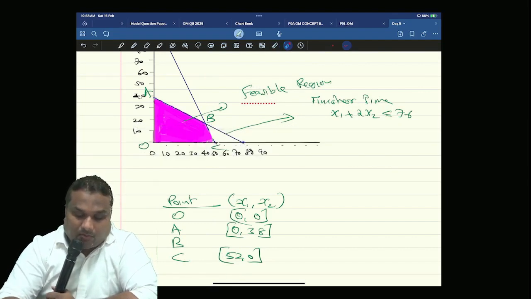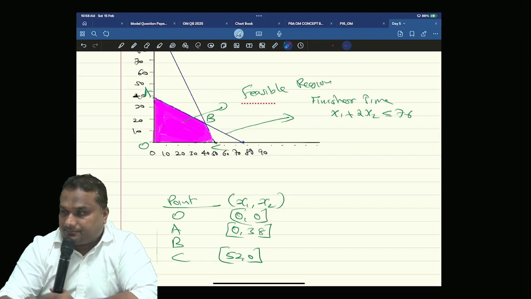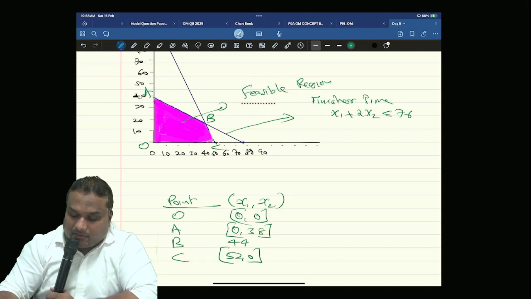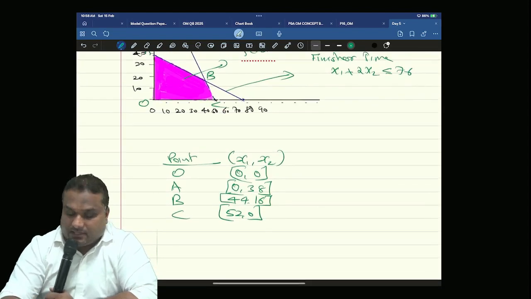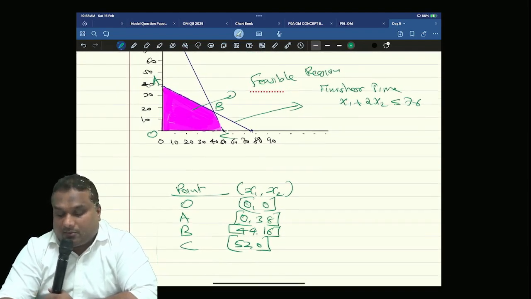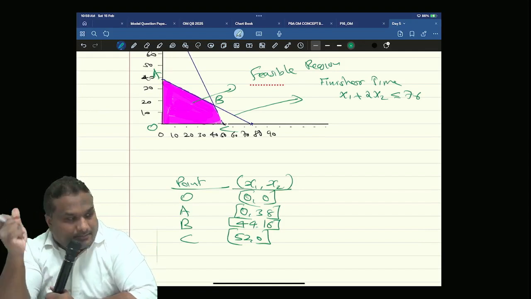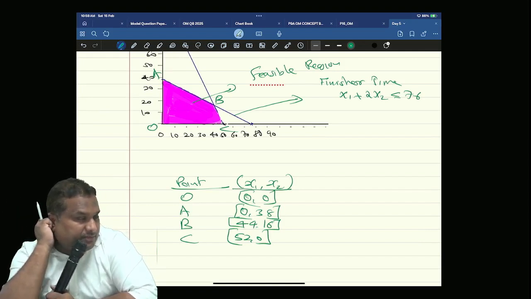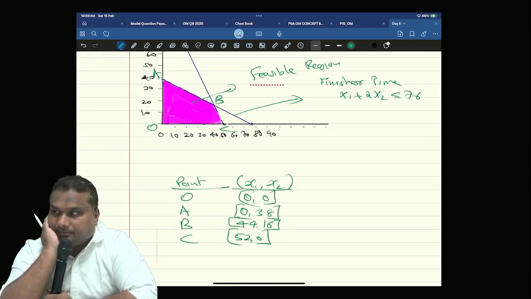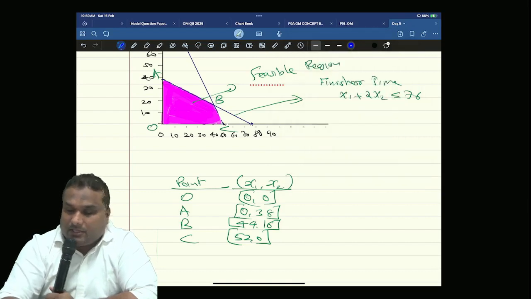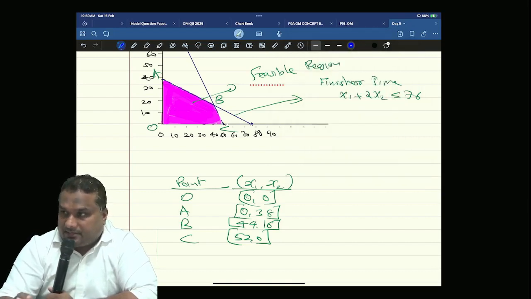I will tell you how to find that point. Here x1 is 44 and x2 is 16. How to get that point exactly? We have some calculation. By solving the equations, we can find that point. Now wait, my dear friends, I will teach you how to find the values at B.